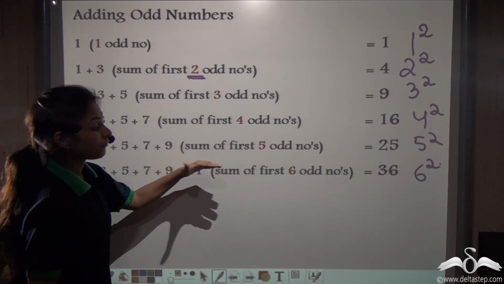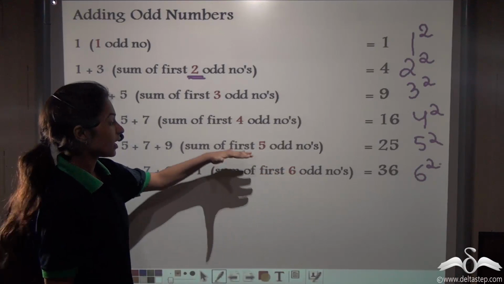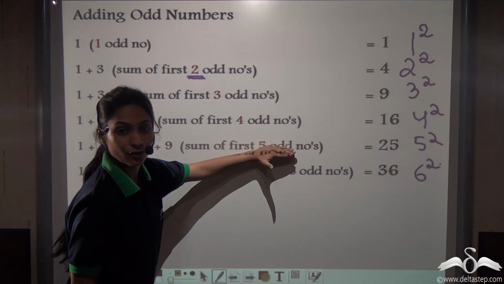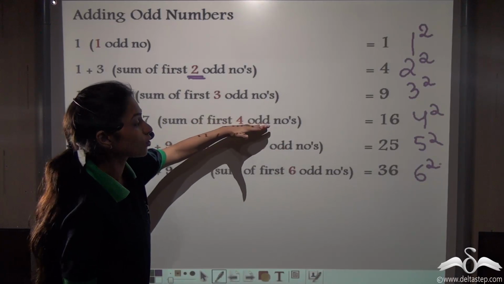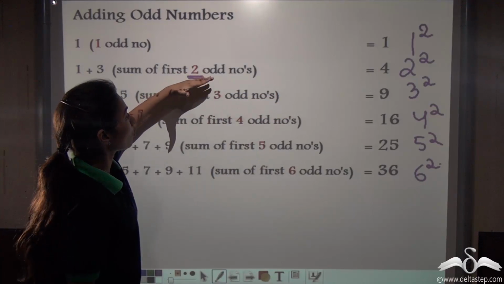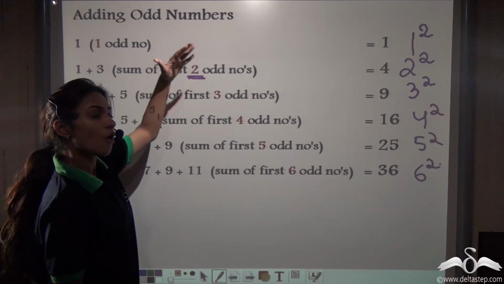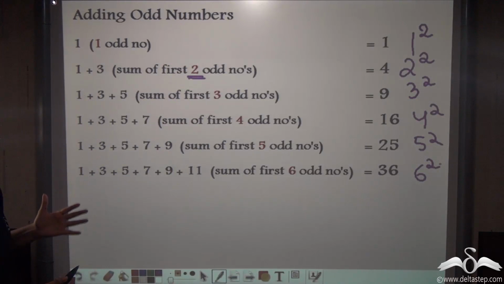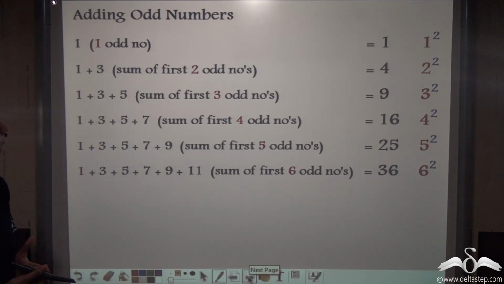Now it should be the first 6 consecutive odd numbers. Even in your first 5 consecutive odd numbers, first 4 consecutive odd numbers, first 3 consecutive odd numbers, first 2 consecutive odd numbers, and the first odd number. See, this is an interesting pattern.